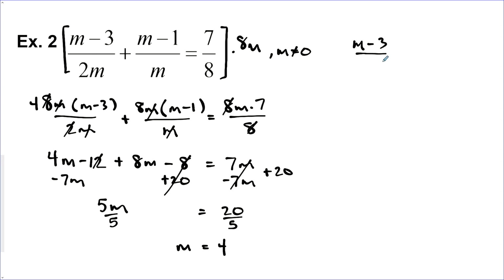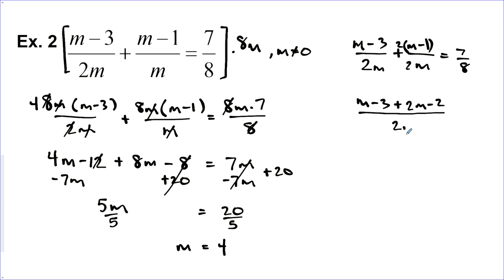So I've got m minus 3 over 2m plus m minus 1 over m equals 7 over 8. And to get these two terms to have the common denominator, we'll multiply this one by 2, numerator and denominator. Now I've got m minus 3 plus, and I can multiply in the 2m minus 2 all over our common denominator of 2m. I can collect up the like terms on here. We've got m and 2m is 3m's, and minus 3 minus 2 is minus 5.